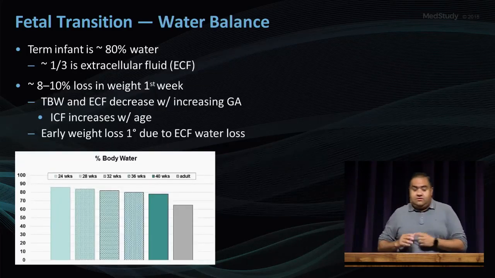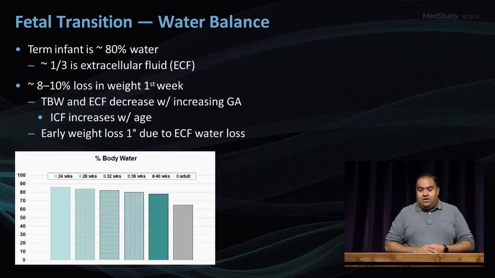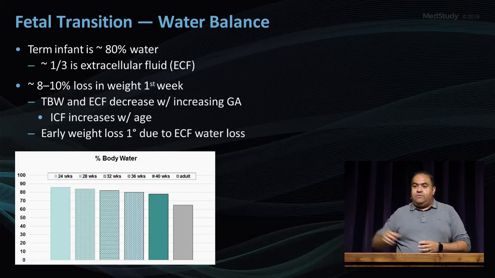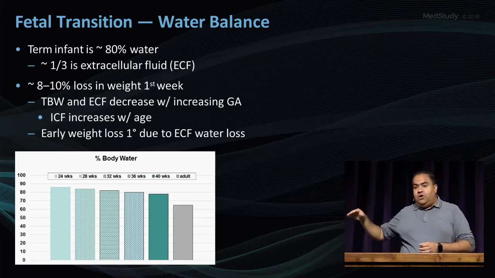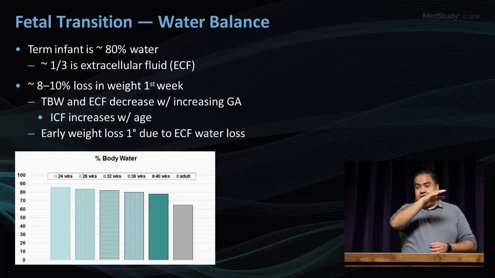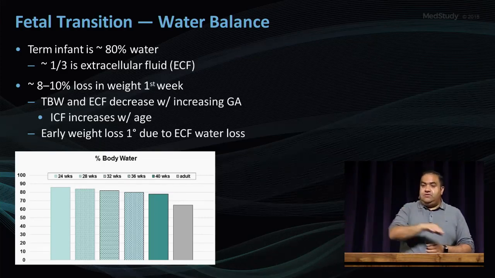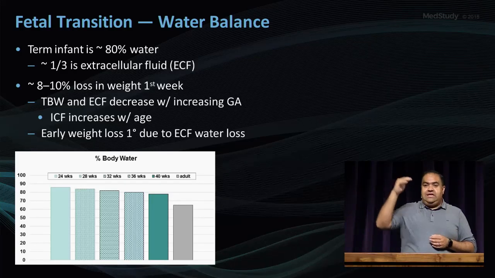Water balance. Term infants are 80% water. A third of that is extracellular fluid. There is an 8 to 10% loss in weight in that first week. So remember, total body water will decrease, intracellular water will increase, and extracellular fluid decreases. So you get TIE. You're going to tie this all together, TIE.